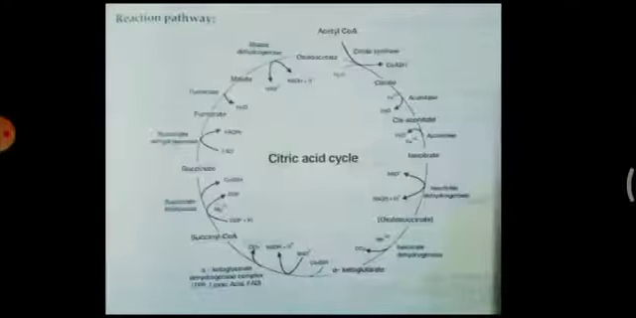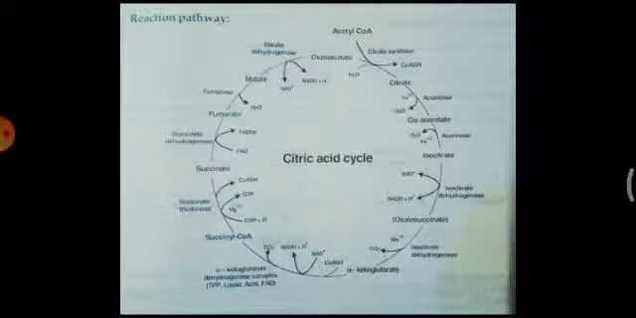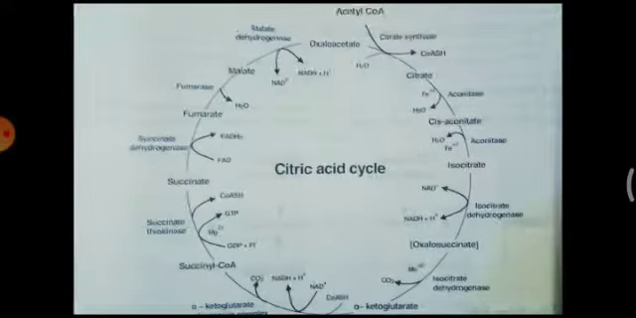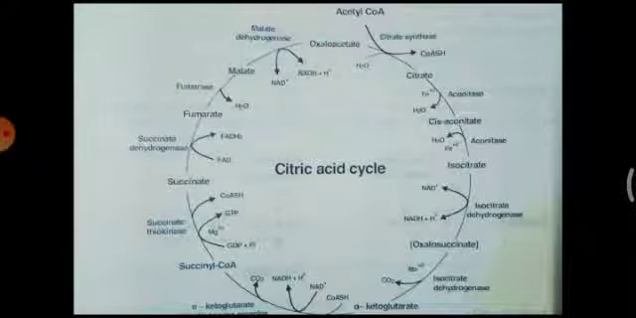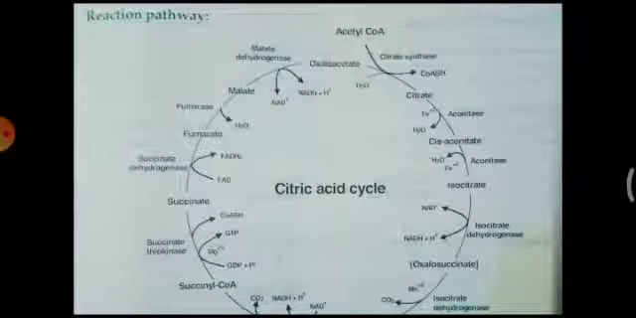Next is the starting material. The Krebs cycle or TCA cycle starts with acetyl CoA as the starting material, and the end products are carbon dioxide, water, and energy. So let us see how this starting material acetyl CoA passes through the TCA cycle, and then how it is going to liberate carbon dioxide, water, and energy. The detailed citric acid cycle is shown here. In this, you can go through the starting compound acetyl CoA.